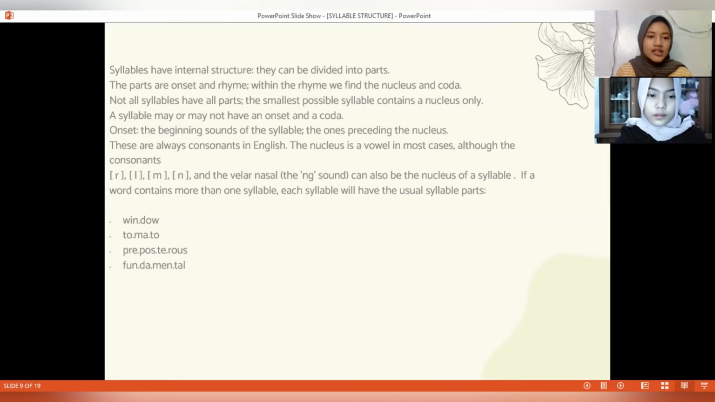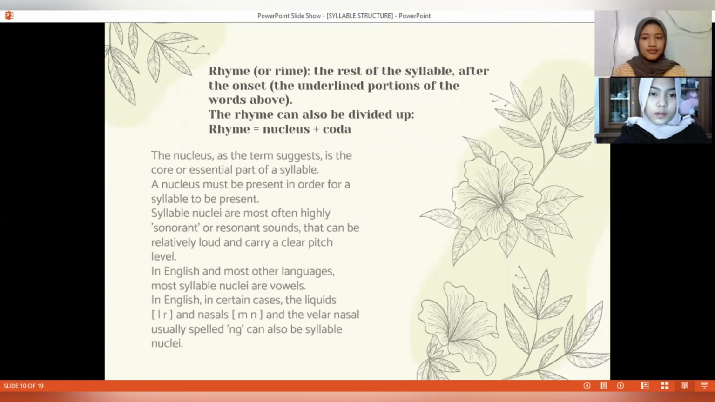If a word contains more than one syllable, each syllable will have the usual syllable parts, like window, tomato, preposterous, and fundamental. Next is rhyme. The rhyme is the rest of the syllable after the onset, the underlined portions of the words above. The rhyme can also be divided up. Rhyme is nucleus plus coda.